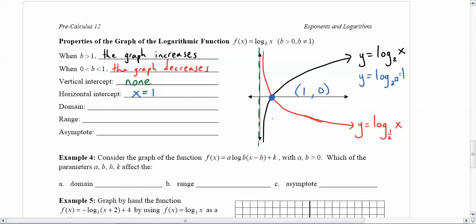Yes? Why is there a vertical asymptote? There's a vertical asymptote, but there's no vertical intercept. Oh, intercept, never mind. Yeah, so the vertical asymptote is going to be the line x equals 0. For both of them, the domain is only positive numbers, and the range can be anything. It's the opposite of an exponential function.